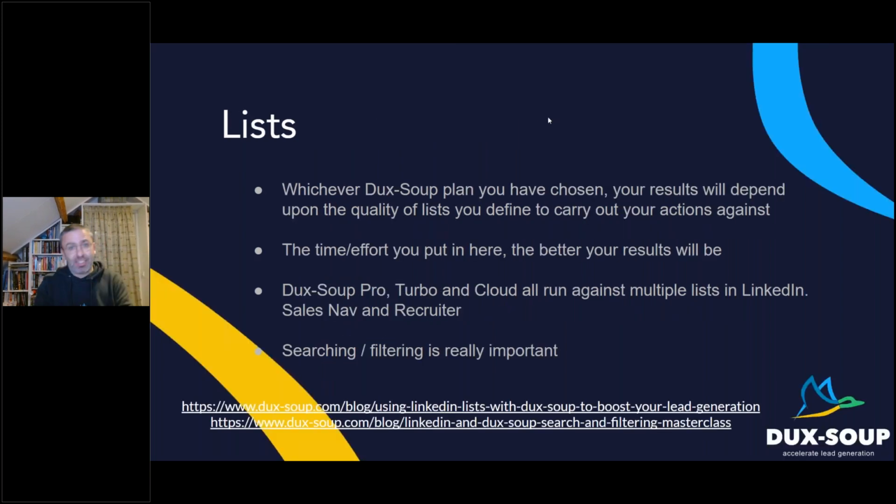So lists, we talked about this already, and Adam's mentioned this already. And why do we always mention this? We harp on about this quite a lot. The importance of this cannot be understated. Whichever Dux Soup plan you're using, or even if you're doing lead generation manually on LinkedIn, how do you find good prospects? The results that you achieve will depend upon the quality of that list that you've defined. The more effort and time you put in here, the greater the chances of success. And also you get the better the result and the increased chances of finding higher quality leads.